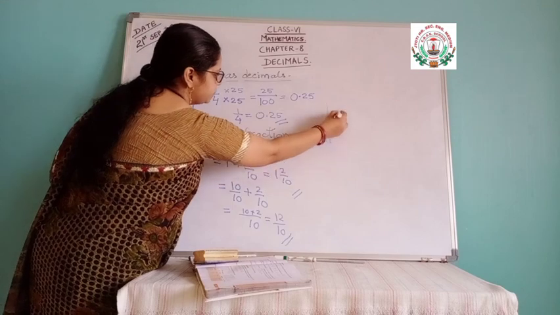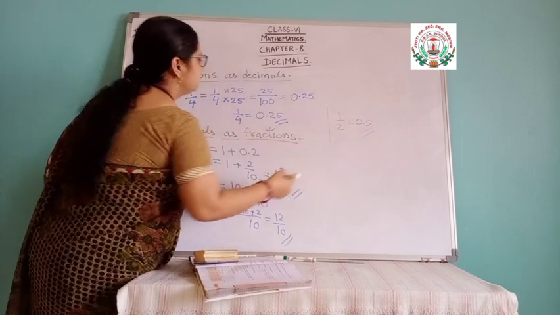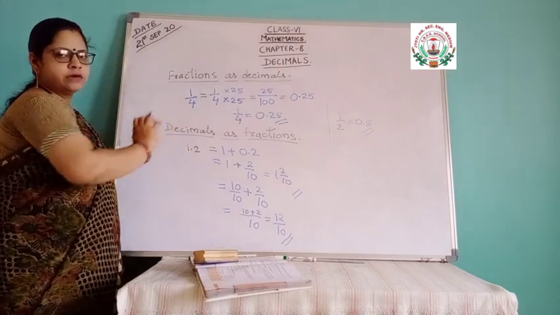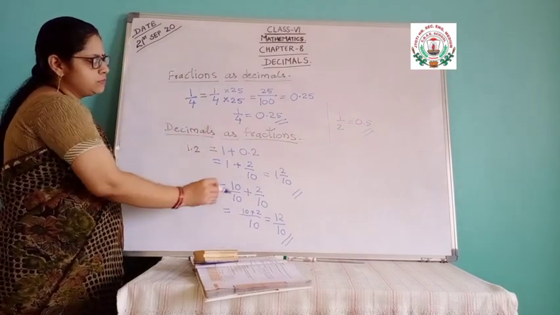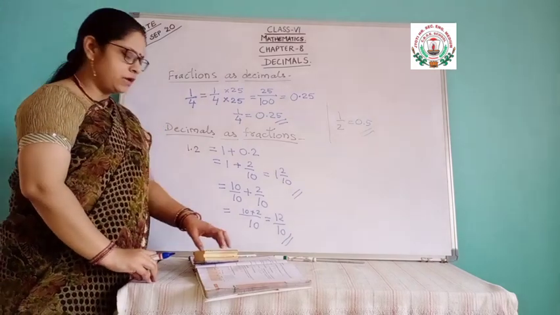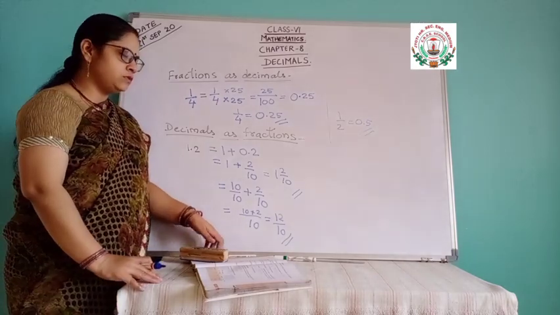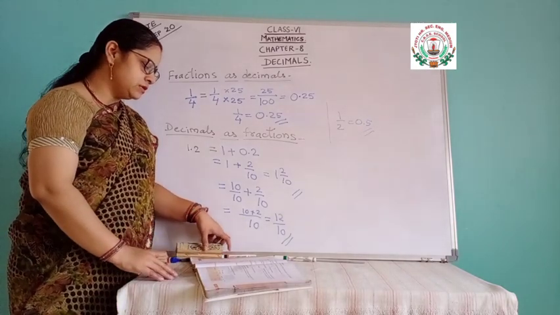And earlier we have solved 1 by 2 is equal to 0.5. So this is fractions converted to decimals and this is decimals converted to fractions. So these two types we have seen for the conversion of fractions to decimals and decimals to fractions.